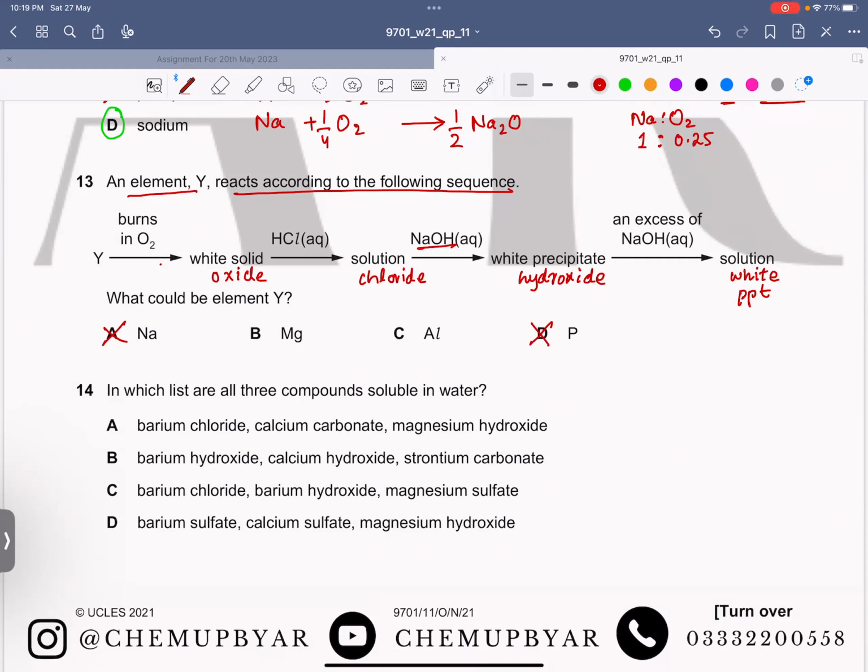Now you are left with magnesium and aluminium. If you recall the test for aluminium ions, when there are aluminium ions in the solution and we add sodium hydroxide, a white precipitate will form, and on adding excess sodium hydroxide, this white precipitate gets dissolved. So B also goes wrong, and your correct answer is C. Is this clear to everyone?